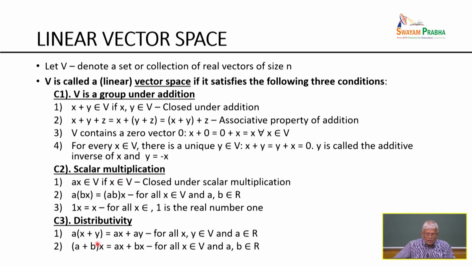Then the third one is called distributivity. A times (x plus y) is equal to ax plus ay. It distributes by multiplication on the left as well as on the right.